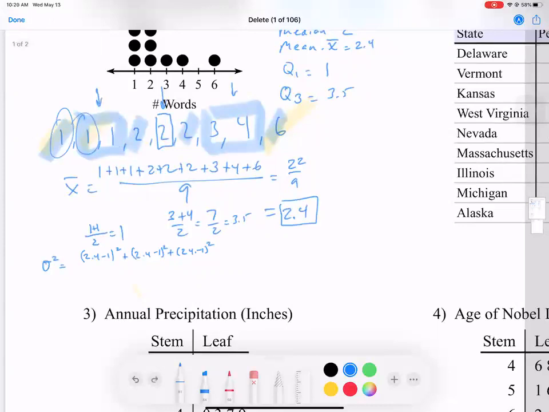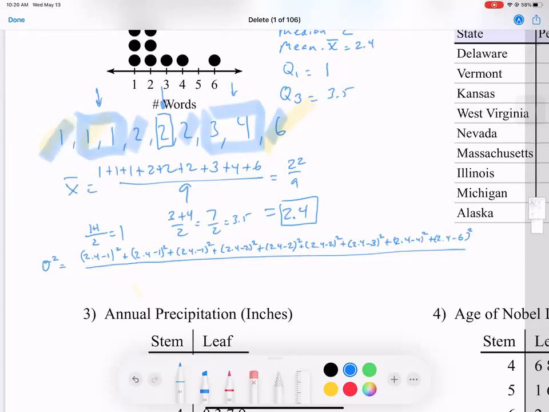After I'm done with those 3 ones, we're going to move on to 2, plus 2.4 minus 2 squared, plus 2.4 minus 2 squared, plus 2.4 minus 2 squared. My next number is 3, plus 2.4 minus 3 squared, plus 2.4 minus 4 squared, plus 2.4 minus 6 squared. And we divide that by the number of terms, which we said was 9, right? 1, 2, 3, 4, 5, 6, 7, 8, 9, 9 terms. And really, this is all calculator work.